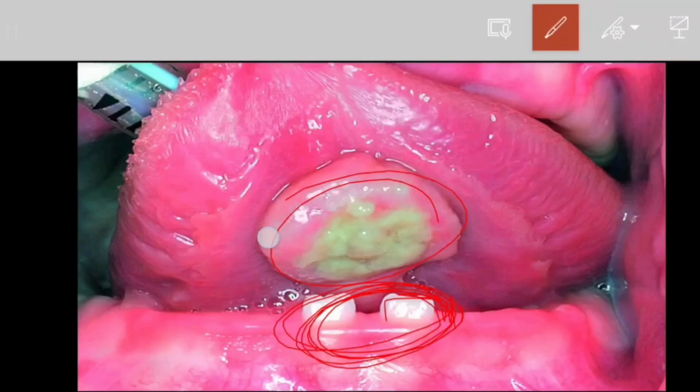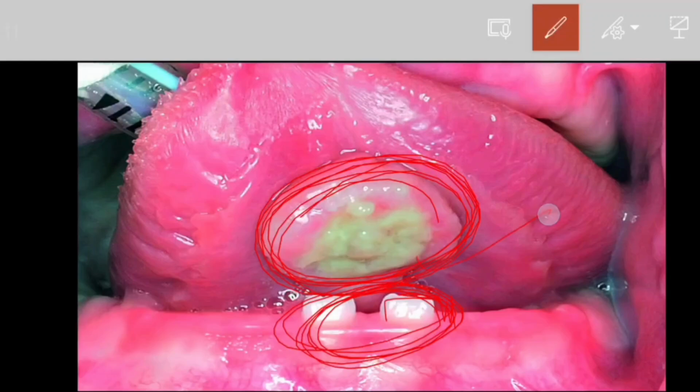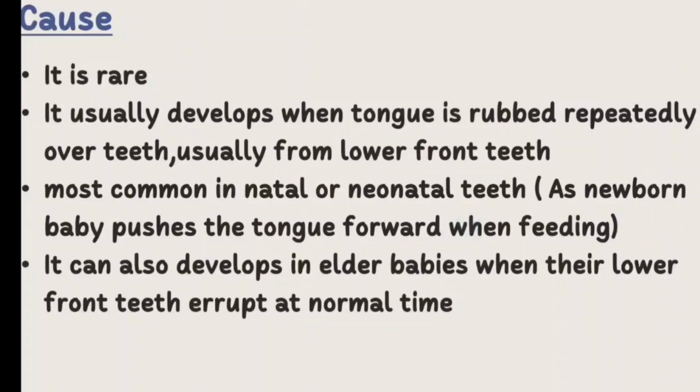So this is an ulcer which has developed on the ventral surface of the tongue. Which structure is receiving repeated trauma? Yes, that is the soft tissue, especially the ventral surface of the tongue. And which teeth are commonly responsible? The answer is lower front teeth. This is why the position of the lesion is very important in recognizing Riga-Fede syndrome. Okay. Now let's move to the cause.